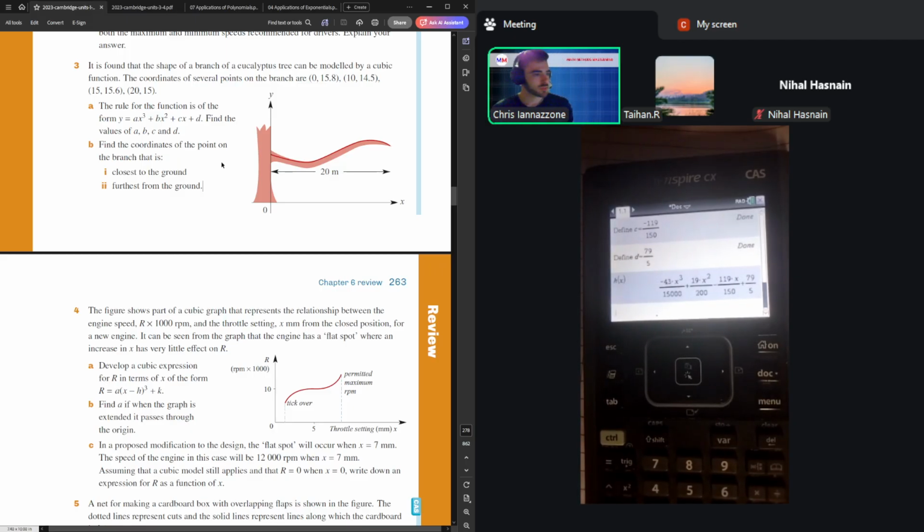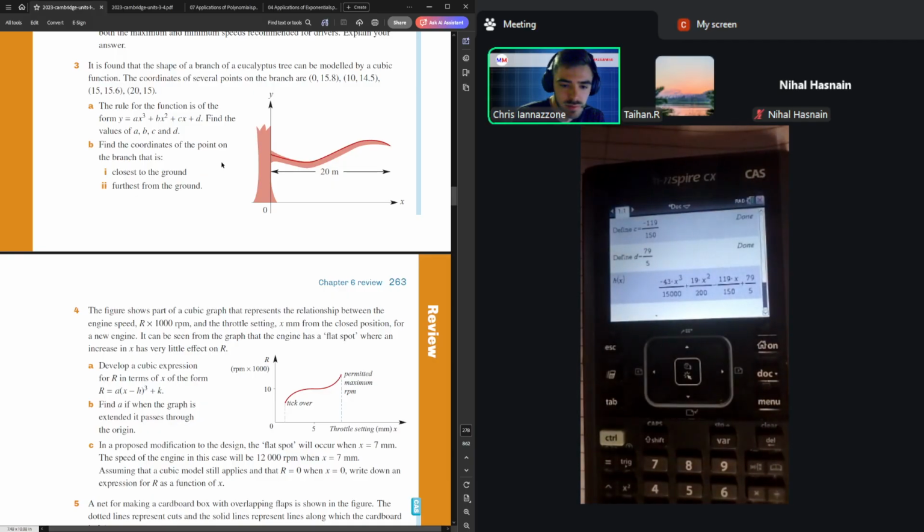Any ideas how you might approach B I or even B II? Wait, just to clarify, it's not including the coordinates they've already given us. It's from any coordinate on the graph. Yeah, so the shape of the branch is being modeled by the cubic. And so it's not just going to be out of the points given, it'll be out of the new cubic that we've just created.